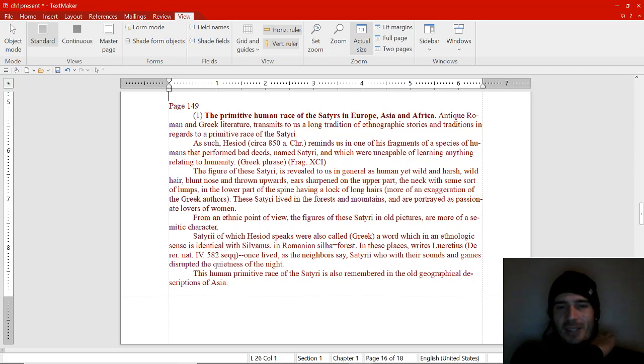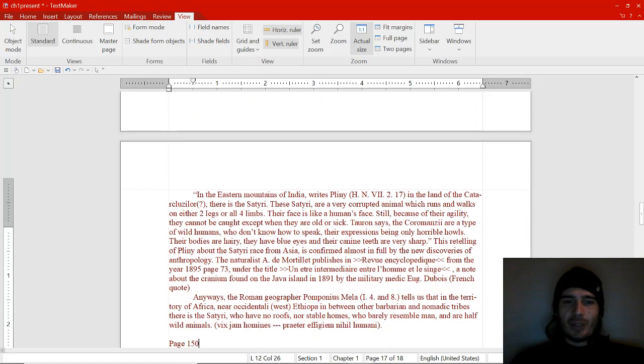Satyri of which Hesiod speaks were also called a Greek word, which in an ethnologic sense is identical with Silvanus. I need to analyze Silvanus. In Romanian, Silha equals forest. In these places, writes Lucretius, once lived, as the neighbors say, Satyri who with their sounds and games disrupted the quietness of the night. This human primitive race of the Satyri is also remembered in the old geographical descriptions of Asia.